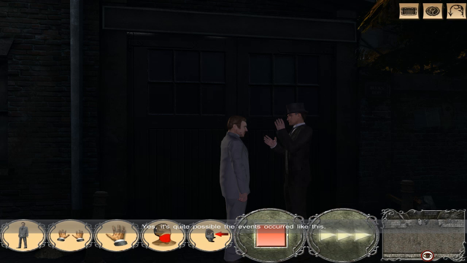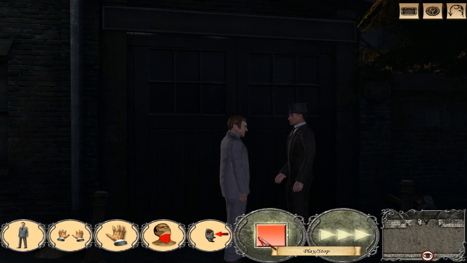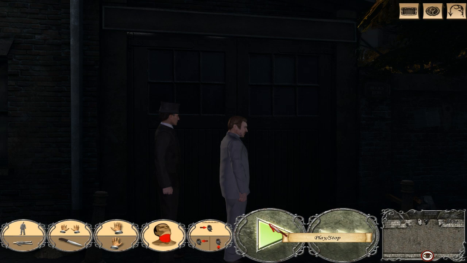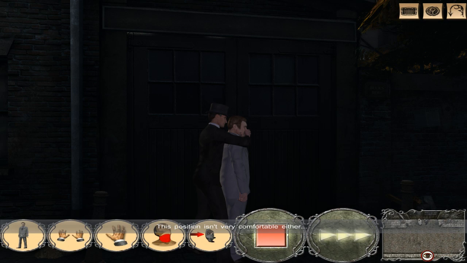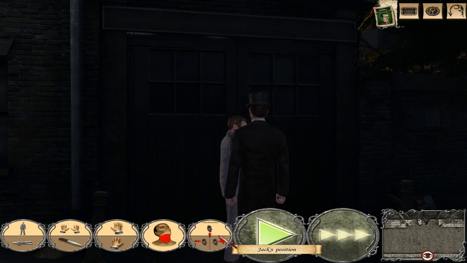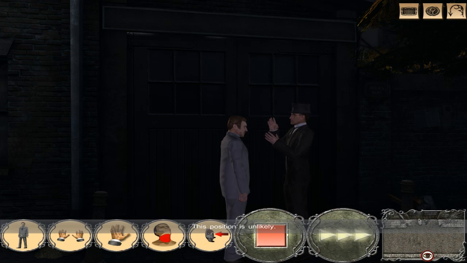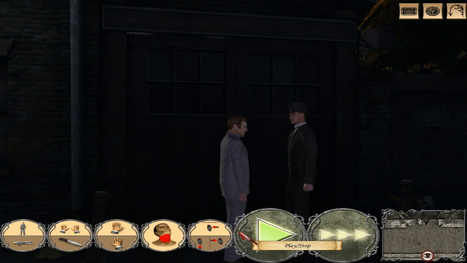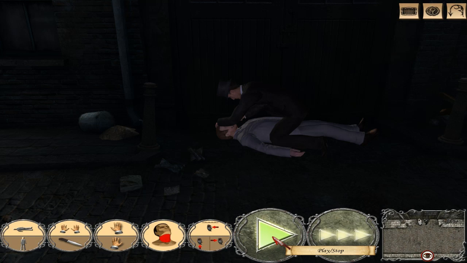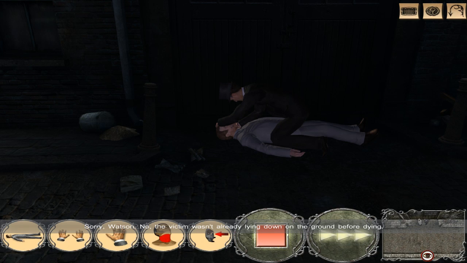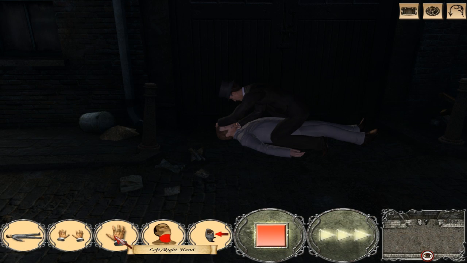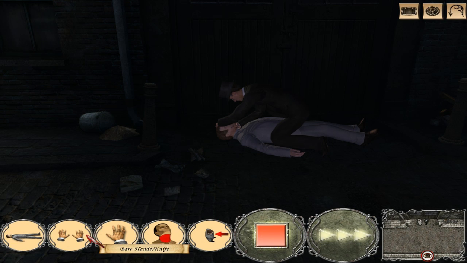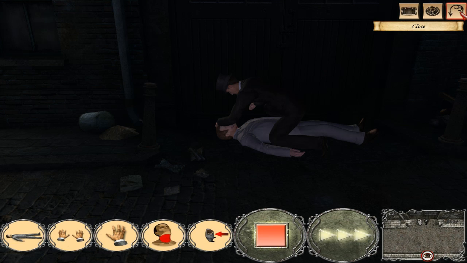Yes, it's quite possible. This position isn't very comfortable either. This position is unlikely. Sorry, Watson. No. Sorry, Watson.